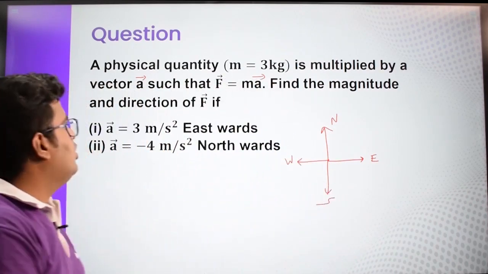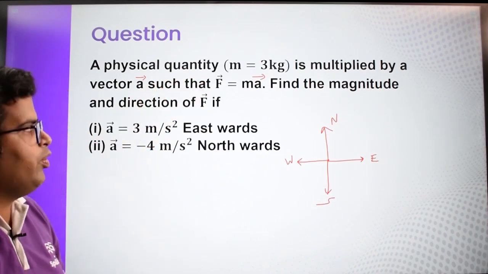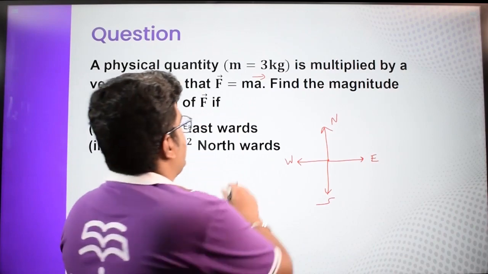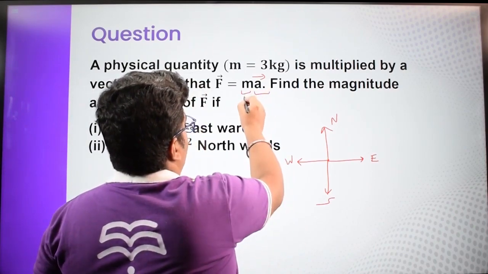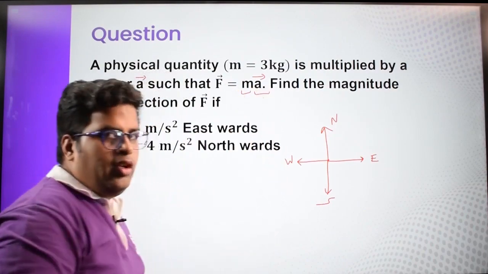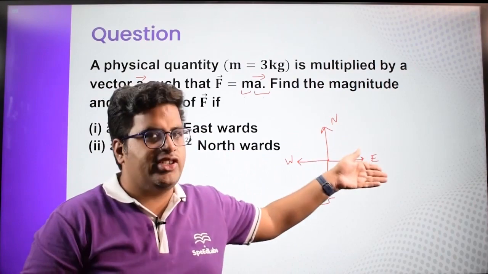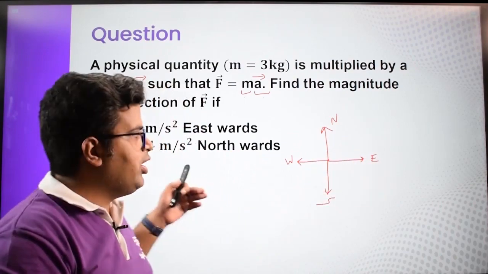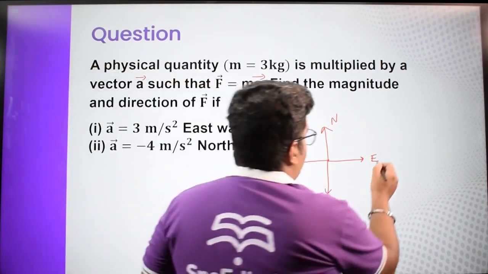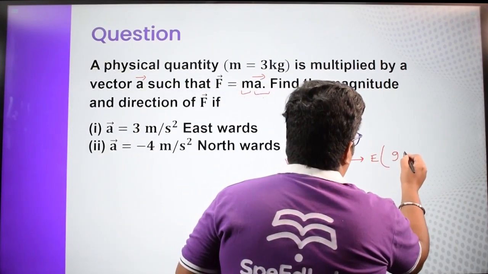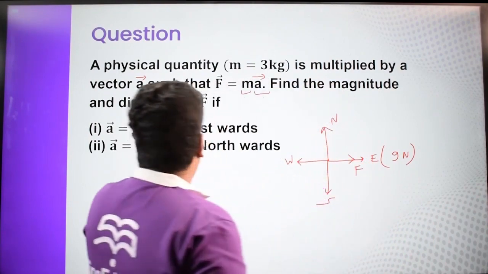So if I ask you, you are given the mass and you are given an acceleration. Now acceleration is a vector quantity, and this m is a scalar, so as I said, multiplication of a scalar by a vector is going to give you a vector. So if the acceleration is 3 meters per second square towards the east, force is also going to be towards the east, and that is going to be how much? 3 into 3, so force acting towards the east is going to be 9 newtons. So that will be the direction of force for the first case.